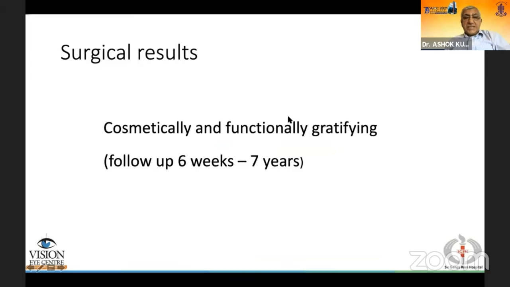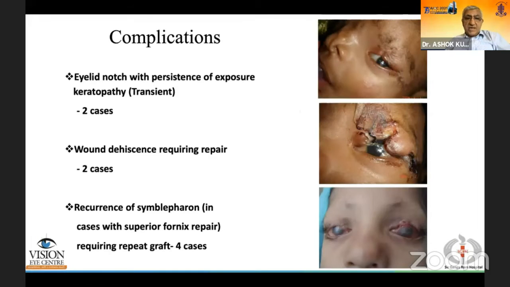So surgical results are functionally gratifying. We have very long follow-ups. The problems include notches, wound dehiscence, or recurrence of symblepharon.